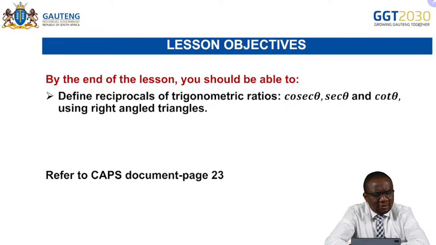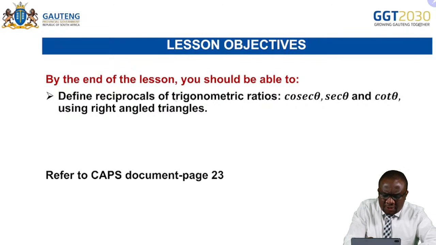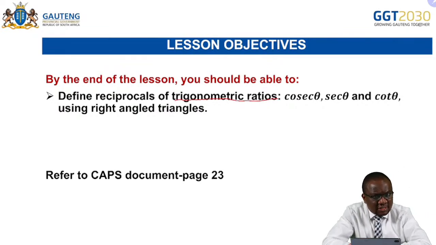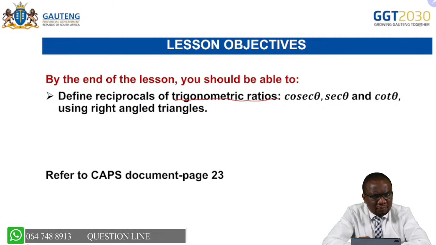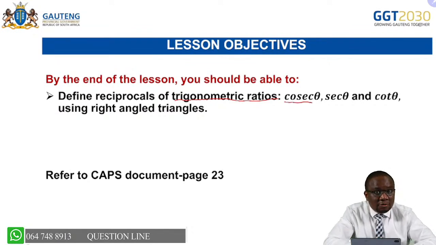What did you define in the previous lesson? We defined trigonometric ratios in the previous lessons. We looked at trigonometric ratios when you're looking at the right angle triangle and then also angles in the Cartesian plane. Do you remember that? So today we're going to look at the reciprocals, which is cosec theta. Don't worry, you're going to learn about that.